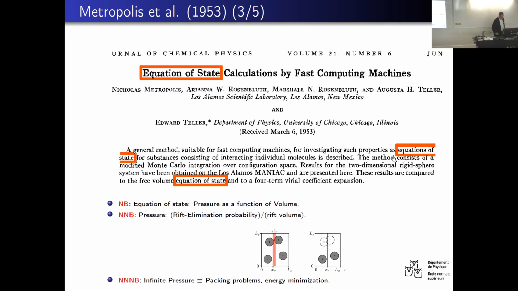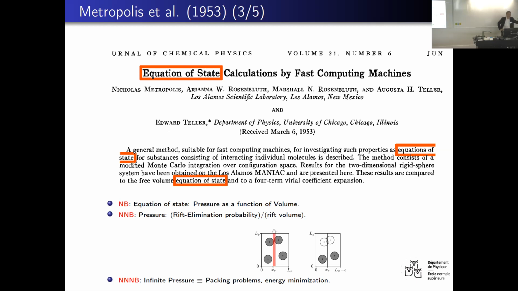1953. And then, as we were in physics, you always have to present a new innovation, a new calculation, and an application. The application was this equation of state, which is written three times in the abstract already and in the title. So what is the equation of state? The equation of state is the pressure as a function of the volume.